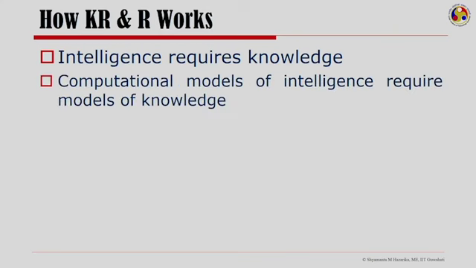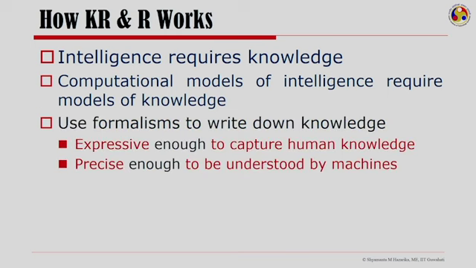Now, how does knowledge representation and reasoning work? One realization that one needs to have even before you start working with knowledge representation and reasoning is that any form of intelligence requires knowledge, and computational models of intelligence require models of knowledge on which to work to get or infer new knowledge. Use formalisms to write down knowledge, and then these formalisms must be expressive enough to capture human knowledge. They must be precise enough to be understood by machines.